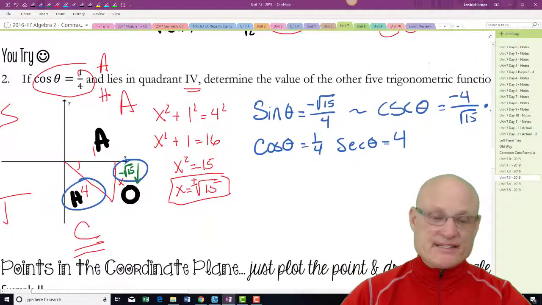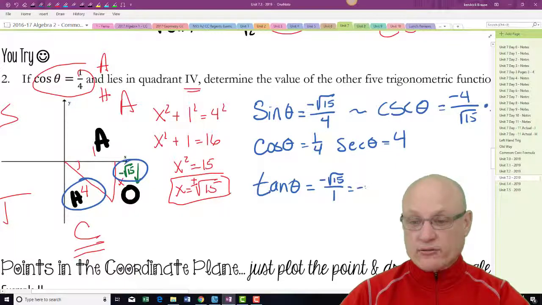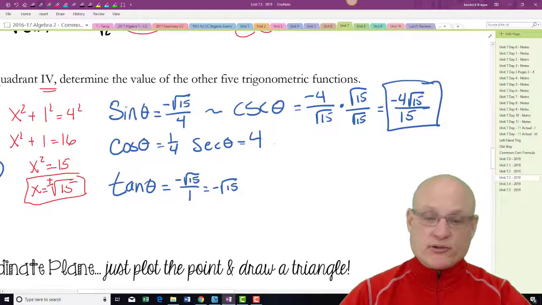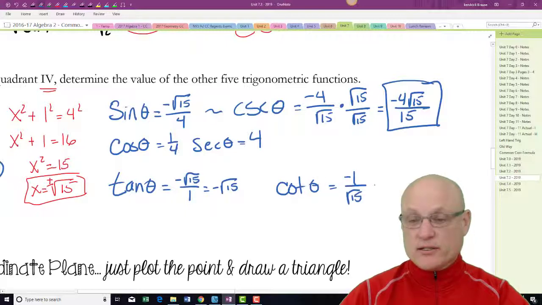And finally, tangent. Tangent of theta is opposite over adjacent, which is negative square root of 15 over 1, or just negative square root of 15. Its reciprocal function is cotangent, and the cotangent of theta would be negative 1 over radical 15. Multiplying by radical 15 over radical 15, I get negative radical 15 over 15. And yes, that's the answer.